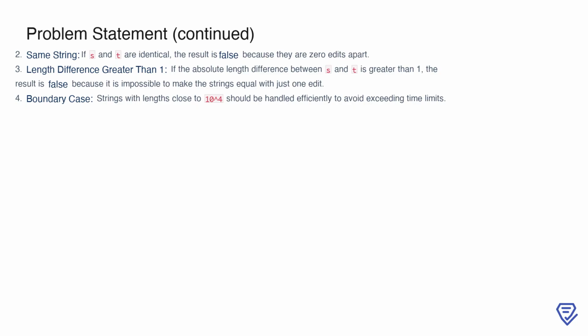First, if S and T are identical, the output must be false because no edits are required, they are already equal. Another scenario is when the absolute length difference between S and T is greater than 1. In such cases, it is impossible to make the strings equal with just one edit, so the result must also be false. Finally, for strings with lengths close to the upper limit of 10,000, our solution must be efficient to avoid exceeding time limits. These considerations are crucial to ensure that our solution handles all possible cases correctly.